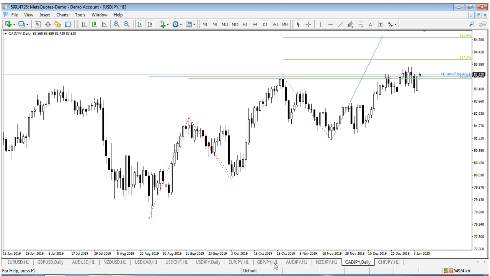And I think I have already spoken about all the other pairs which I had discussed in the past, and also I have discussed today's positions which I have taken.